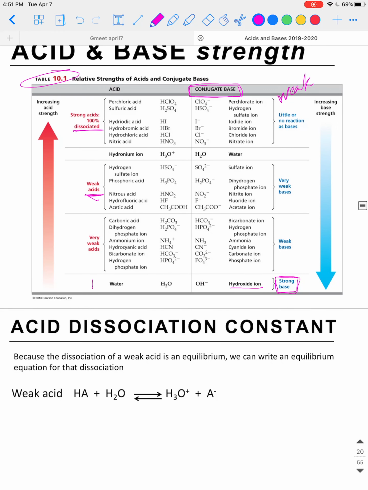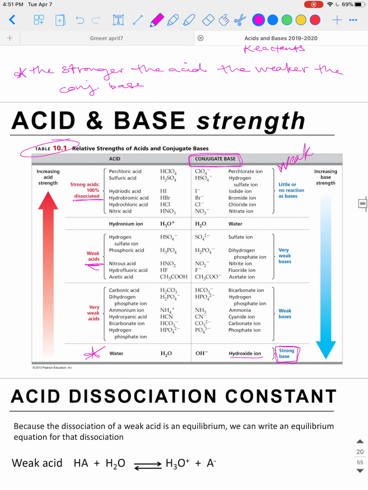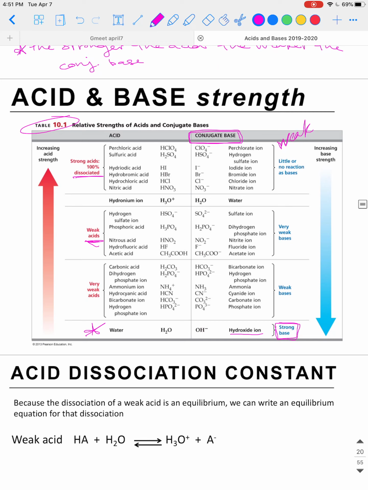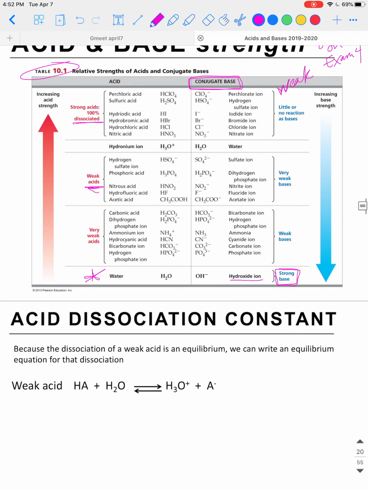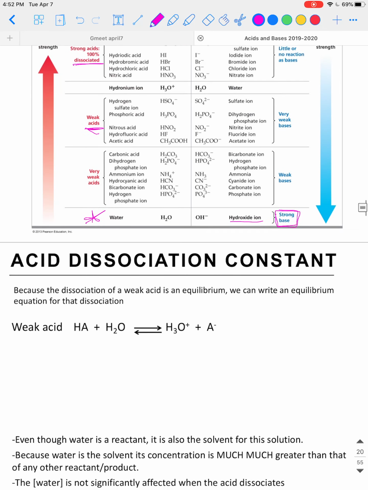A great example is down here at the bottom, water. Water is like the weakest acid we know. We really can't even call it an acid, but sometimes it does play the role of an acid. But its conjugate base is the hydroxide ion, and that's the strongest base we know. So, know that trend from this table. Look over this table. You will have this table on exam 4. Okay, this will be given on exam 4. But just know how to look at it and analyze it. All right.